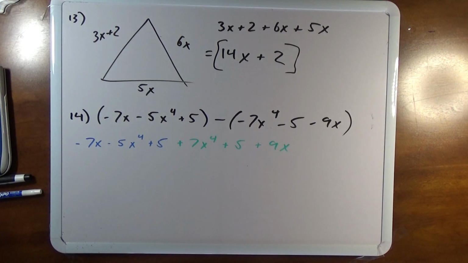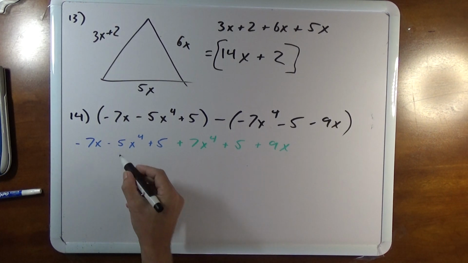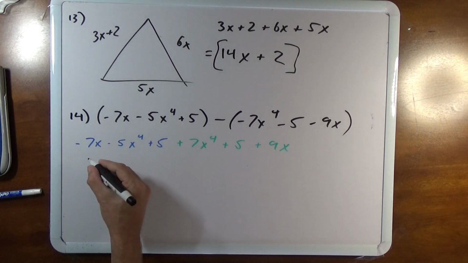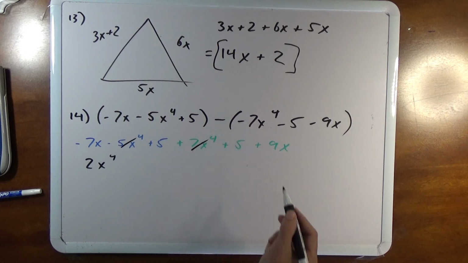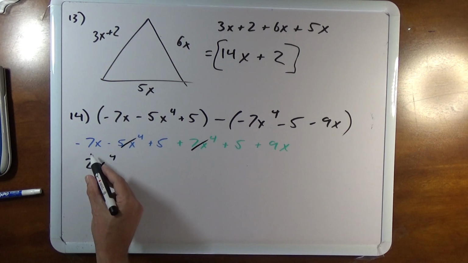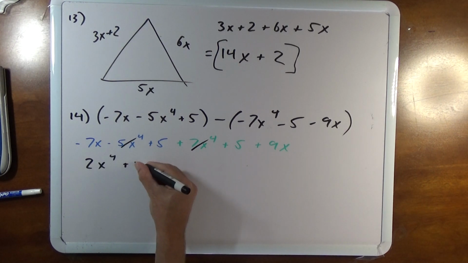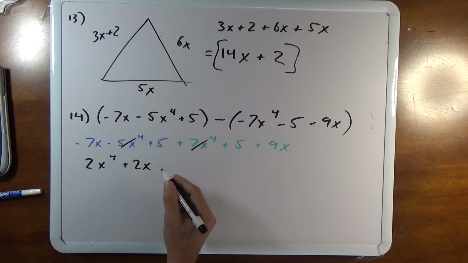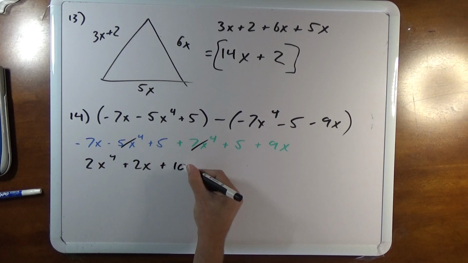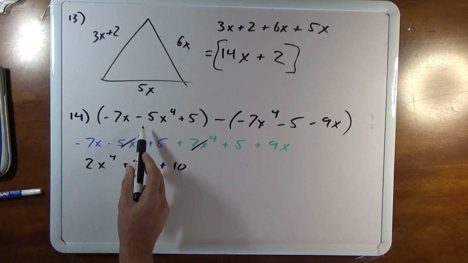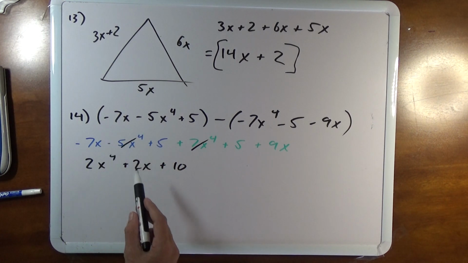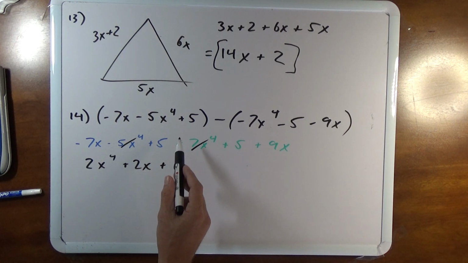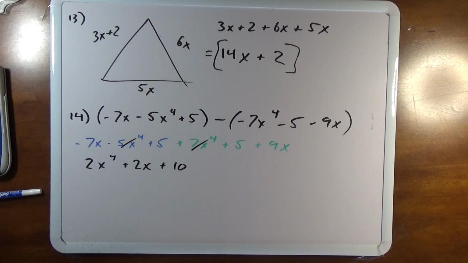And then we'll see what cancels. Negative 5x to the fourth plus 7x to the fourth is 2x to the fourth. Negative 7x plus 9x is 2x. And 5 and 5 is 10. Let me just kind of check this. Negative 5, so that's 2x to the fourth. Negative 7x, 2x. Okay, that looks good.